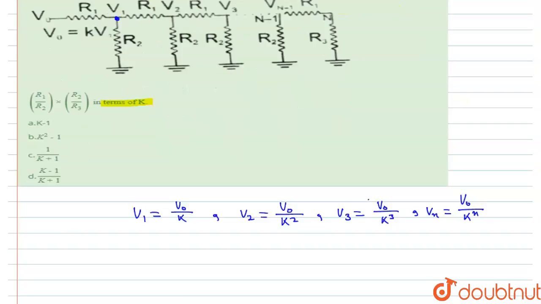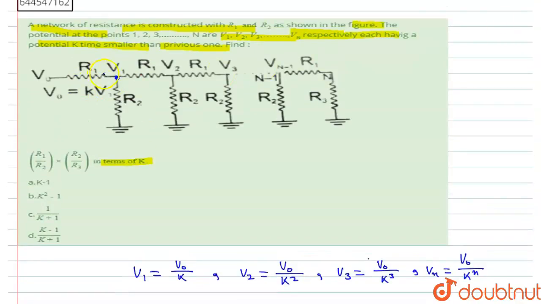So we have to find this. First we can find the R1 by R2 ratio, then the R2 by R3 ratio, then we can find the product of these two. Let us consider the current I passes through here. In this branch, this is I1 and this is I2 current. From KCL, at this junction I is equal to I1 plus I2.